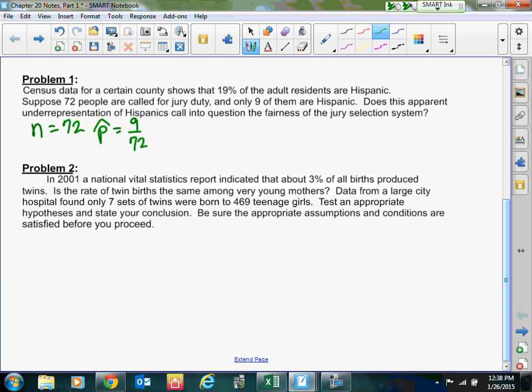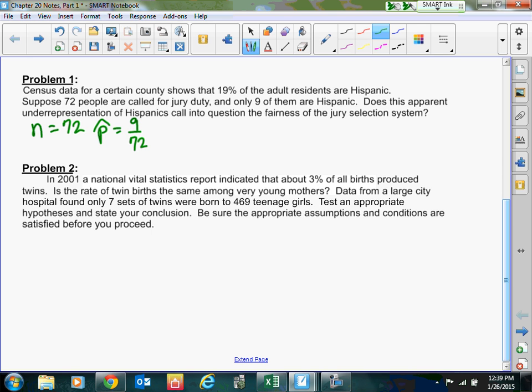And so we're wondering, does this p-hat, which is lower than 19%, call into question the fairness of the jury selection? If jury selection was fair, what proportion of the jury selectees would be Hispanic? 19%. Why? Because that is what the population of the county has. So that's what we're wondering: does the jury selection have 19% Hispanics, or can I reject that claim?